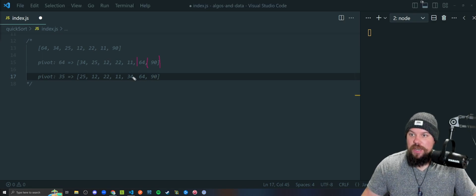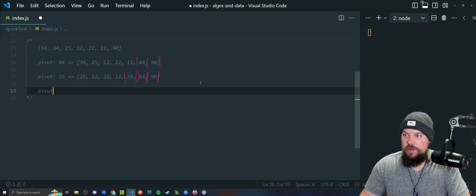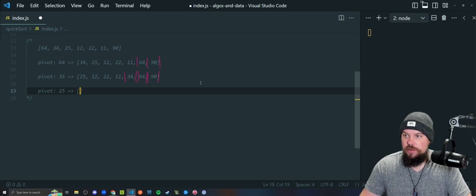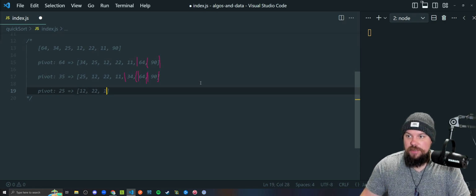This means that once I have that done, this is our original. This is our right-hand side that was also completed. Now we have this new completion right here, right, where we have 34 is correctly pivoted, and we have nothing to the right-hand side anymore, but we do have some more to the left-hand side, which means I can now come down here and say our next pivot will be what? 25 in this array we're looking at, which means is 12 less, is 22 less, is 11 less, leaving us with 25, 34, 64, and 90.